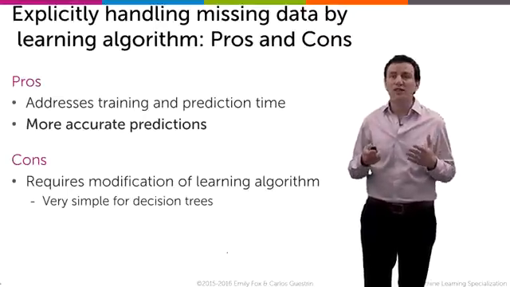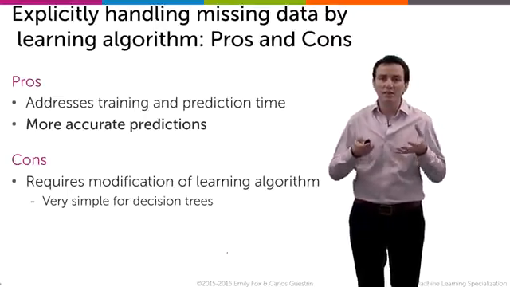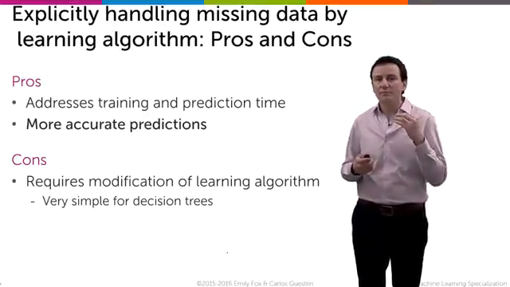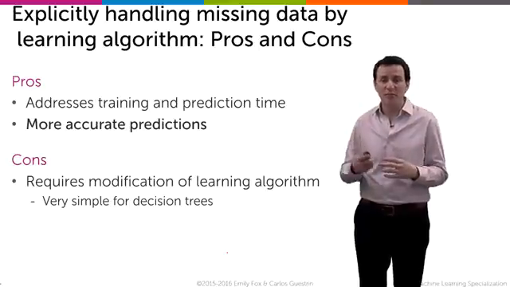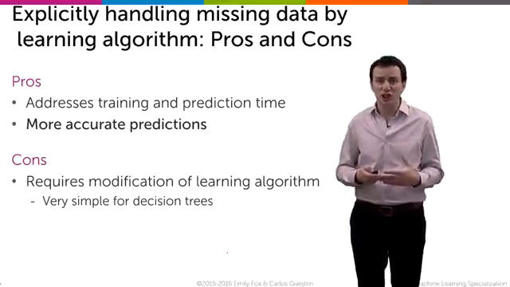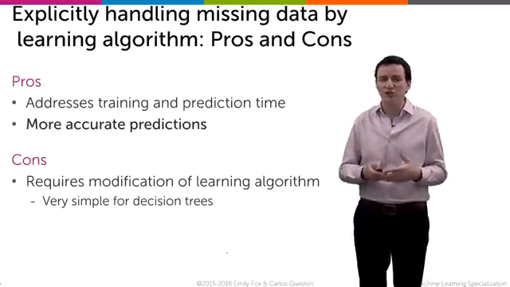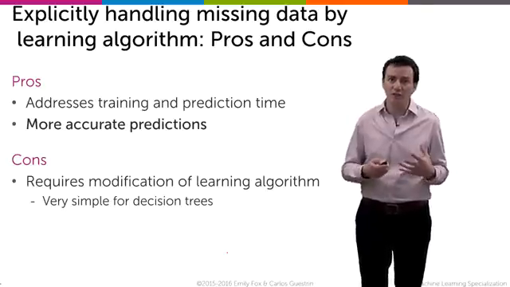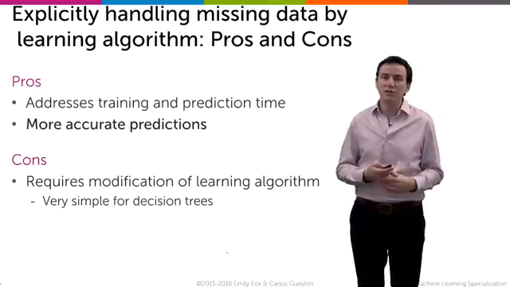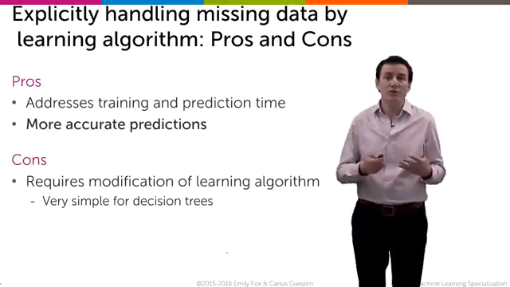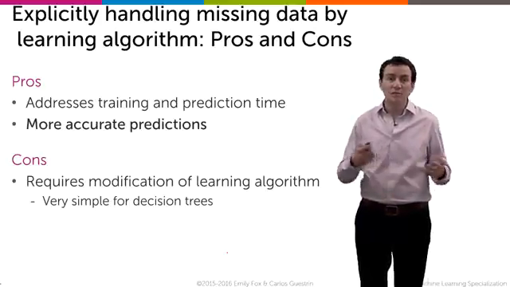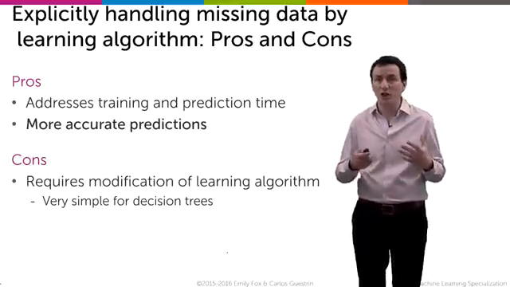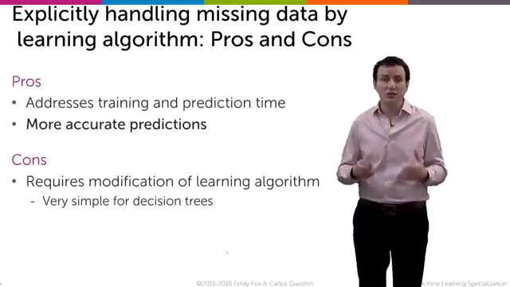In general, approaches that explicitly handle missing data in the algorithm itself can be quite helpful. They can help address missing data at training time and at prediction time, and can make more accurate predictions in general. And we just talked about an example in decision trees. The downside, though, is that it requires you to modify the actual learning algorithm to deal with missing data. In the case of decision trees, I'm going to describe a very simple modification that can make this happen, but this can be very complex for other algorithms. And even for decision trees, if you want to make it really, really good, it might be more complex than what we're talking about next. But the idea here is fundamentally important, though.